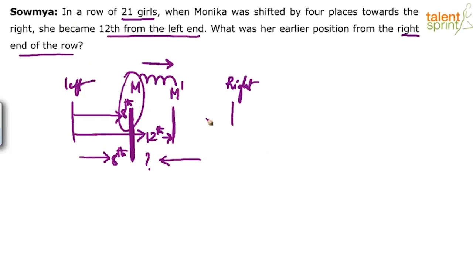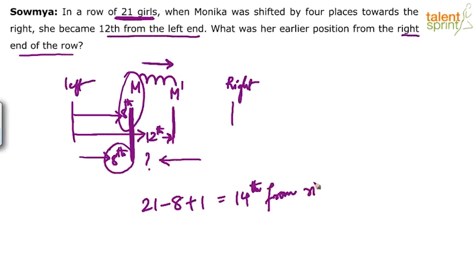Now we know that when we are given the total number of persons in a row and the position from one of the ends, we can find out the position from the other end very easily. How do we do that? The position from the other end is nothing but total minus the given position from one of the ends plus 1. So 21 minus 8, 13, plus 1, 14 will be the answer. So 14th from the right end. Alright. So all those who have got 14th are correct.